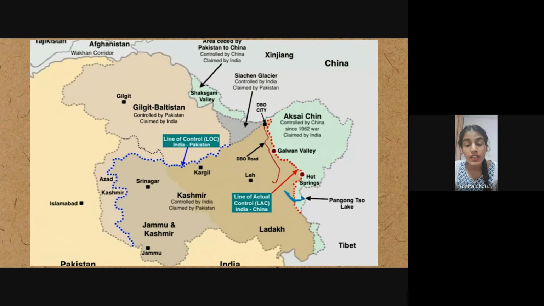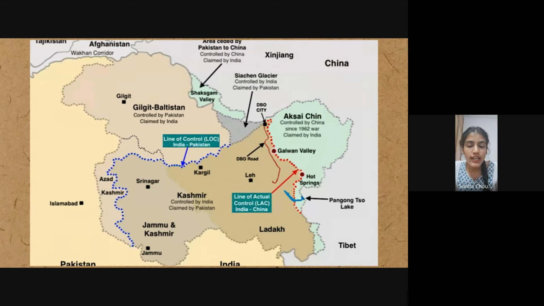Then in the right, we have green area, that is Aksai Chin area. So this area is controlled by China since the 1962 war, but claimed by India. After that, there is a gray part in the middle, which is Siachen Glacier part. It is controlled by India, but claimed by Pakistan. Also near it is the Shaksgam Valley. So this valley was gifted by Pakistan to China after the 1962 war. So although it is a disputed land, but Pakistan gifted it to China.